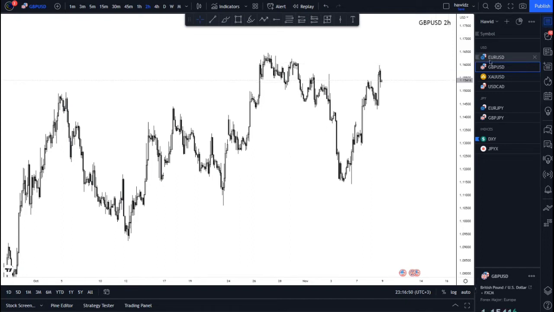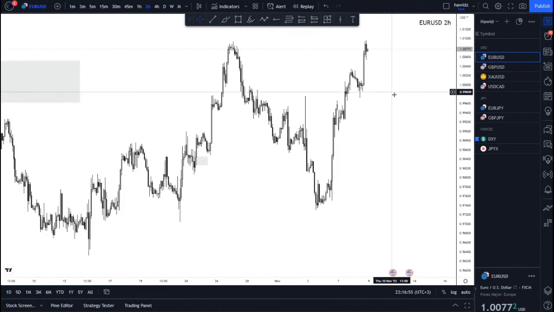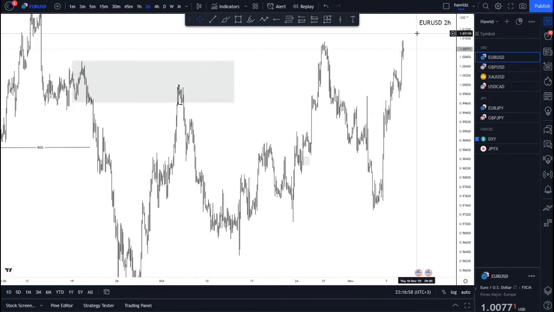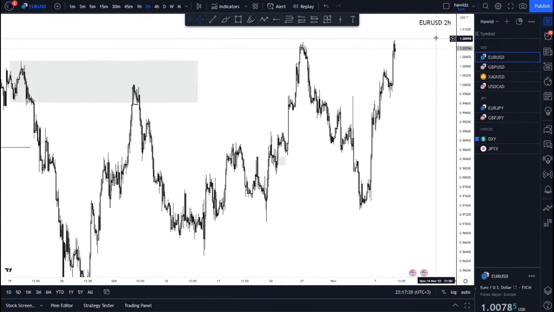Similarly, the same occurs to the Euro USD, right? It's a pair that consists of the Euro and the US dollar. So with the presence of the Euro, this pair is going to be active in the London session, right? Meanwhile, with the presence of the USD, it also signifies that this pair is going to be also active in the New York session, right?